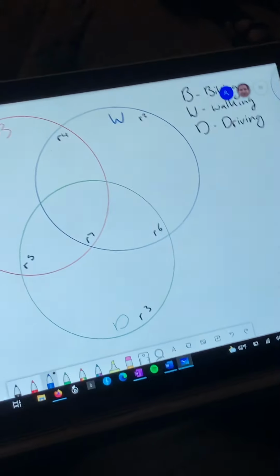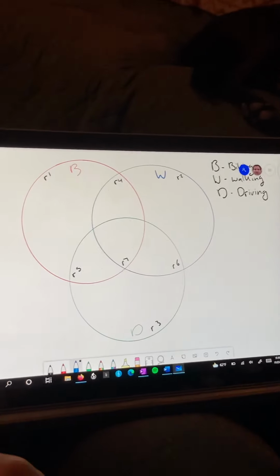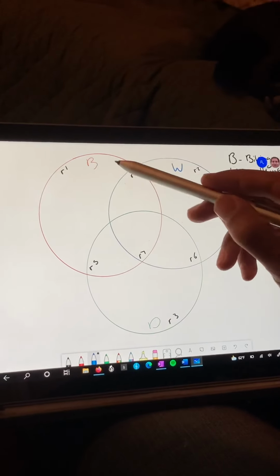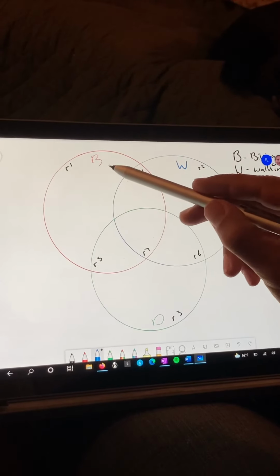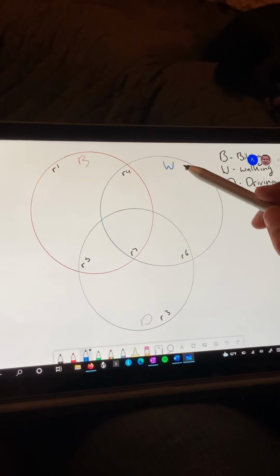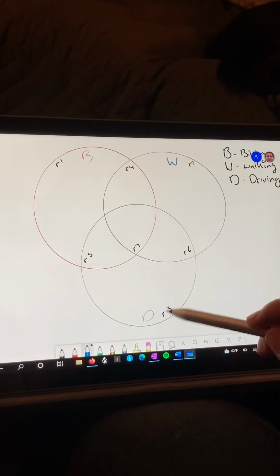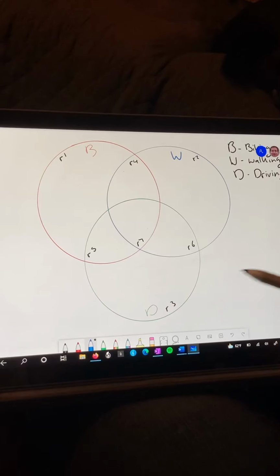Right over here. As you can see, clearly labeled in 3 circles, I have 3 colorful categories. I have in red, biking for B. I have in blue, walking. And in green, I have D for driving.